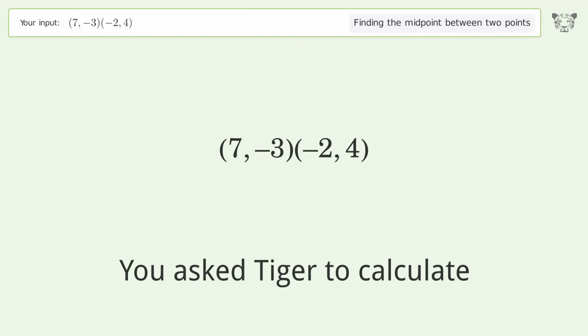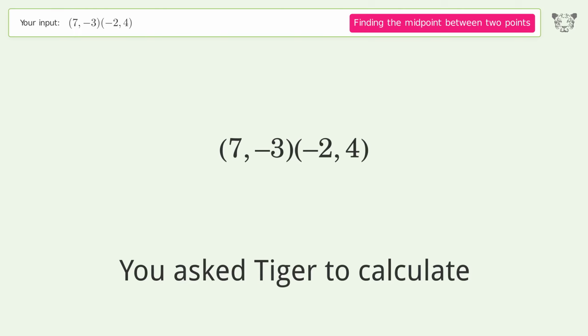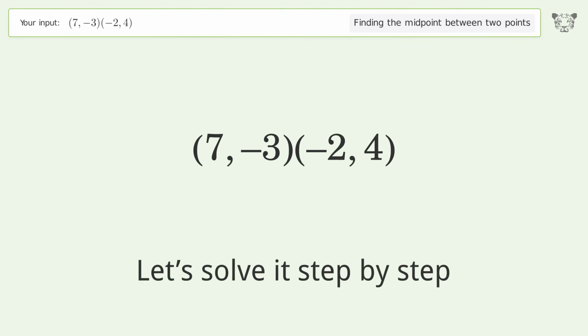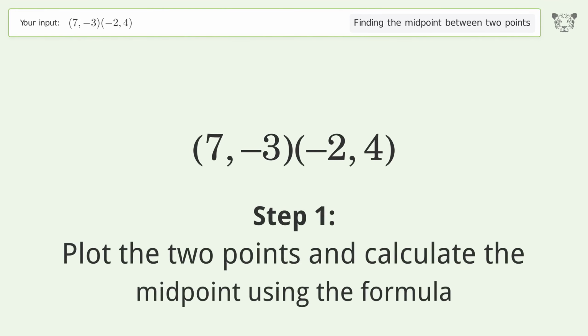You ask Tiger to calculate. This deals with finding the midpoint between 2 points. The midpoint between the 2 points is 2.5, 0.5. Let's solve it step by step. Plot the 2 points and calculate the midpoint using the formula.